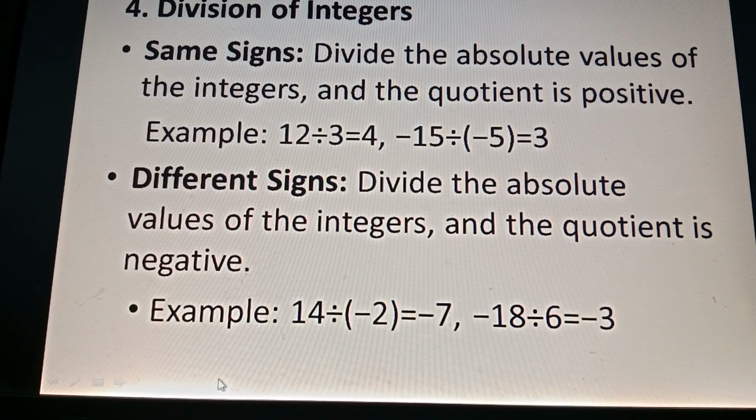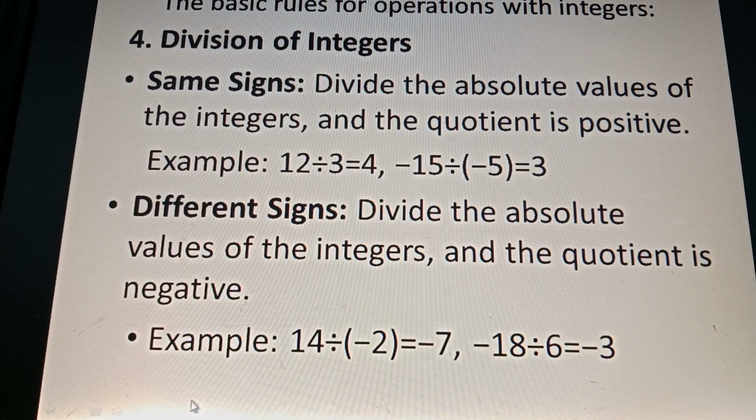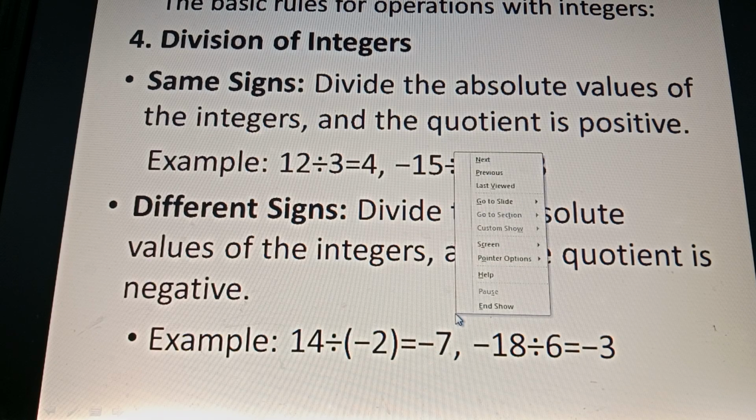Division of integers. Same signs: divide the absolute values of the integers and the quotient is positive if they have the same signs. 12 divided by 3 is 4 because 12 and 3 are positive. Negative 15 divided by negative 5 is 3, because both of them have a negative sign. Different signs: divide the absolute values of the integers and the quotient is negative. So 14 divided by negative 2 is negative 7. Negative 18 divided by 6 is negative 3.